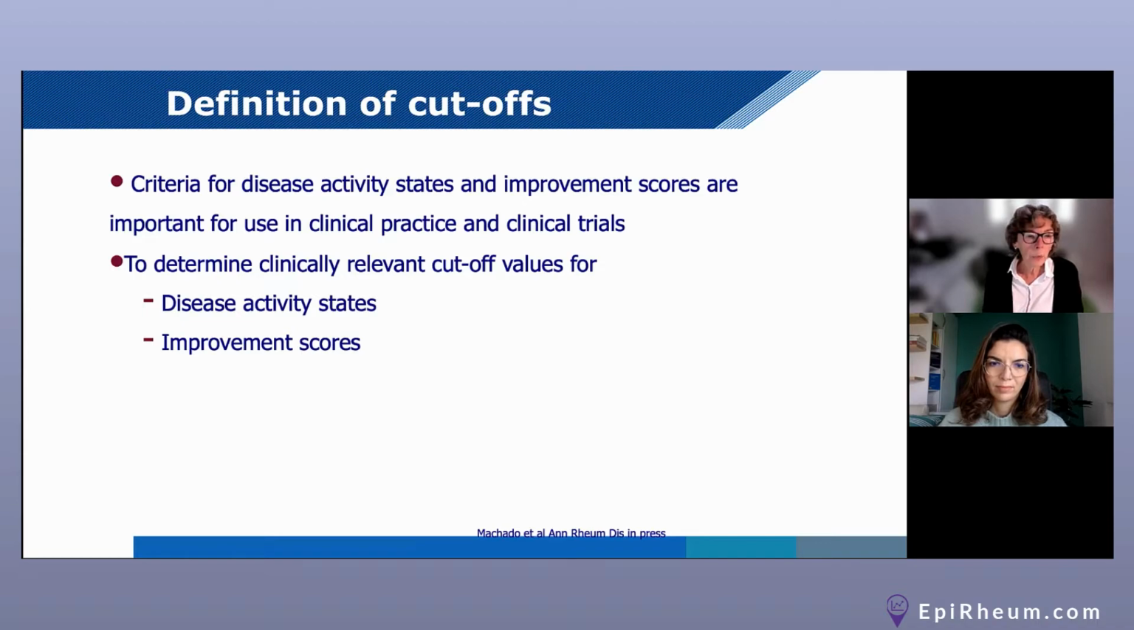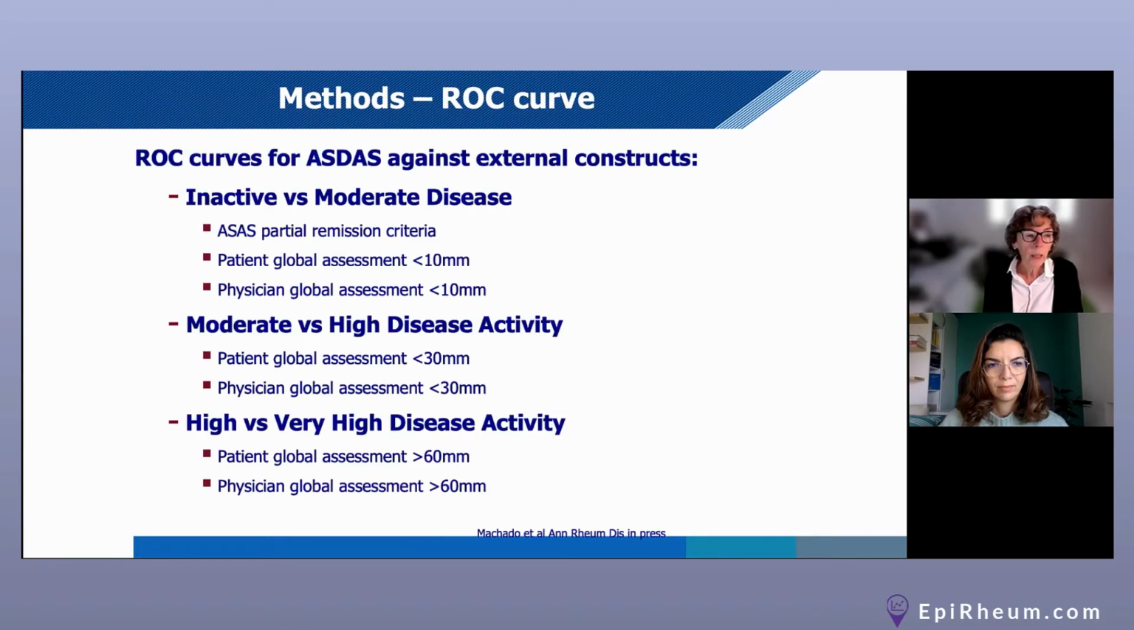The next step was the definition of the cutoffs. They are important both in clinical trials and in clinical practice. And we decided to have relevant cutoffs for disease activity states and also improvement scores. There you can use receiver operating curve analysis, and then you have to use external constructs, and that's really important.